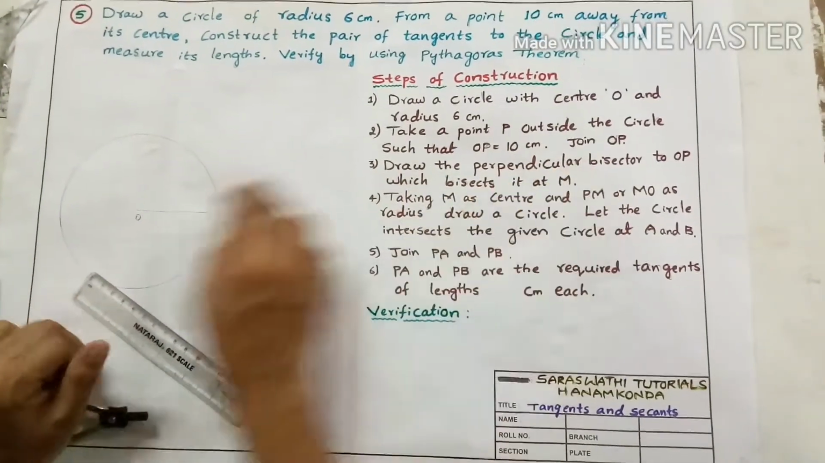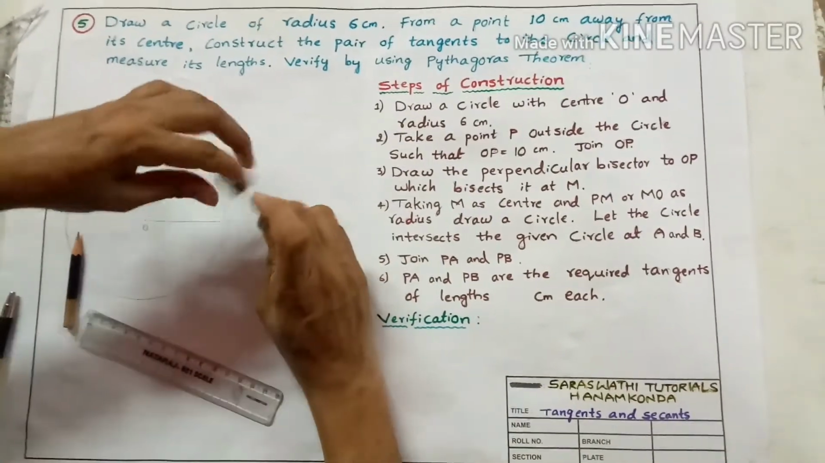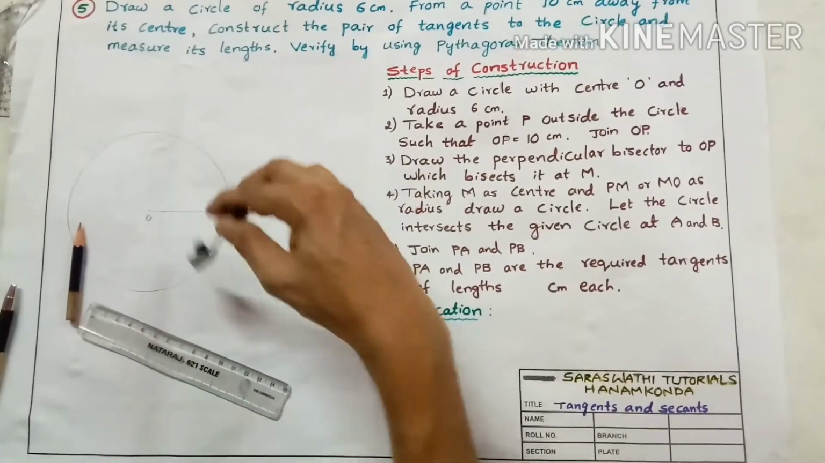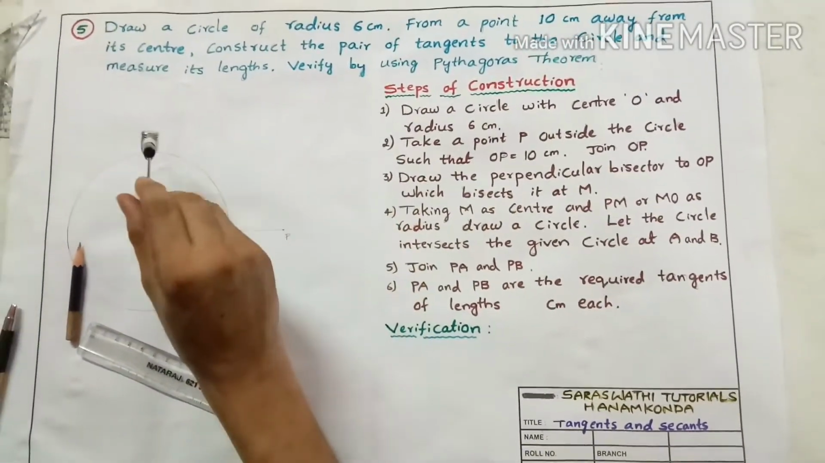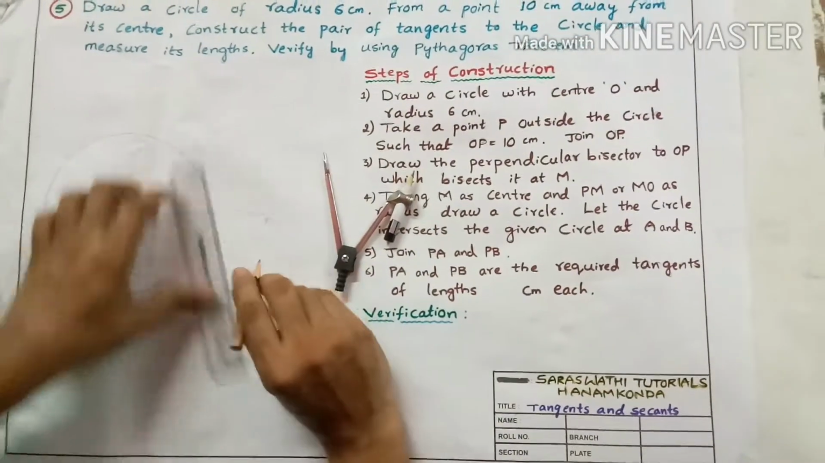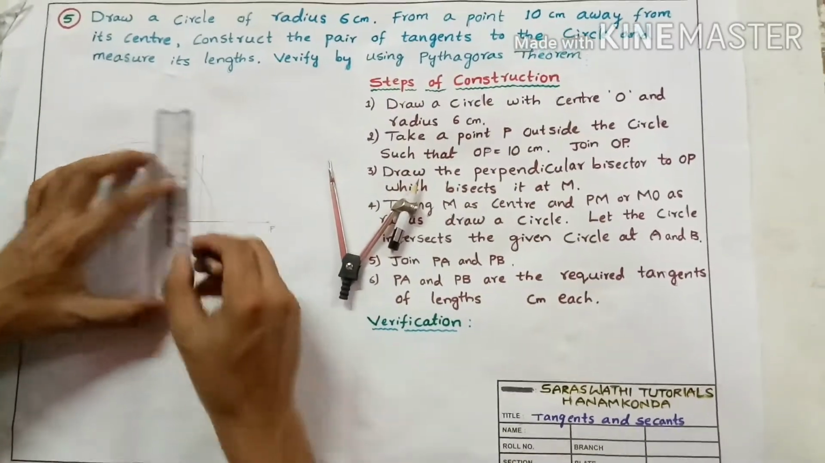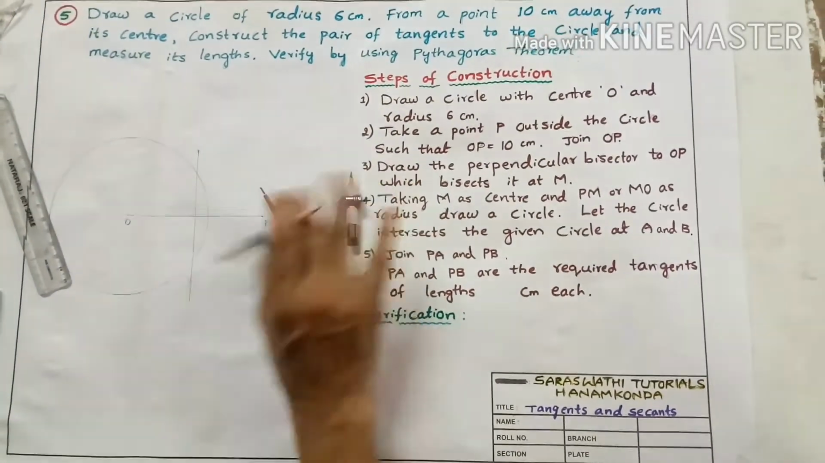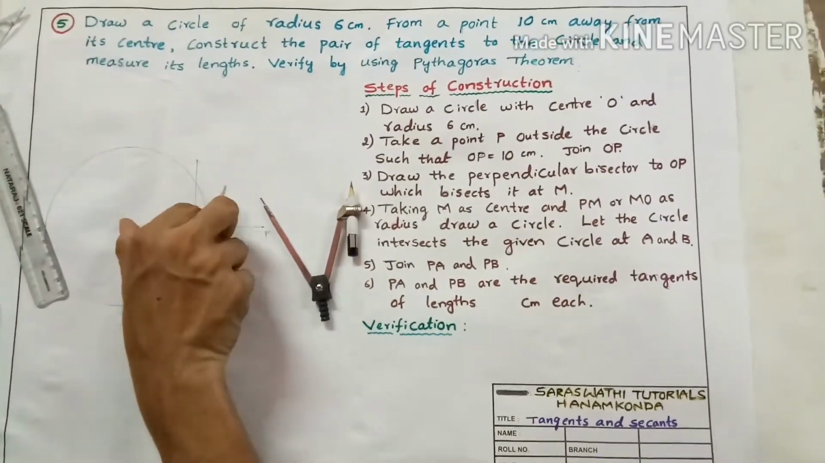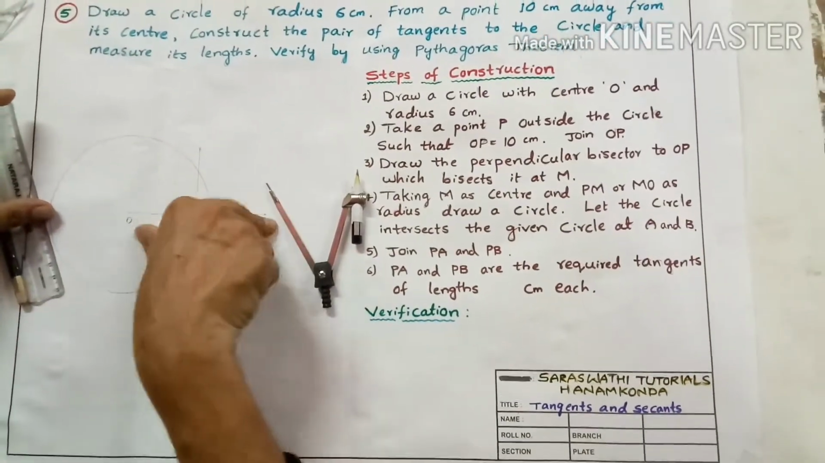Next draw a perpendicular bisector to OP. That means we have to take more than half of this OP length and draw one arc, and draw another arc. Now join the points of intersection. So this is the perpendicular bisector. Let this perpendicular bisector bisect OP at M. So here OM equals MP, because the perpendicular bisector divides OP into two equal halves.